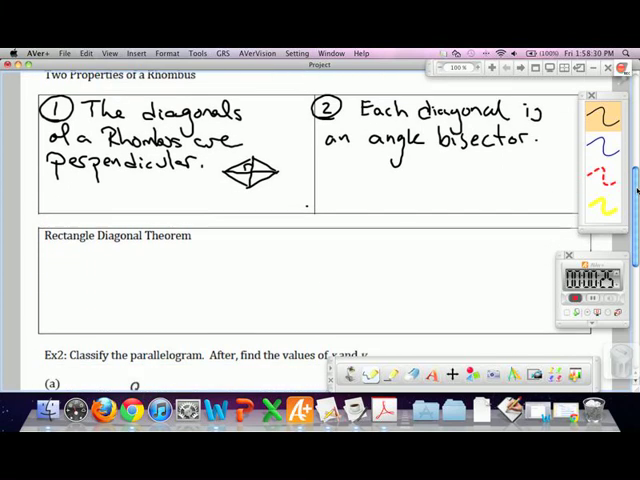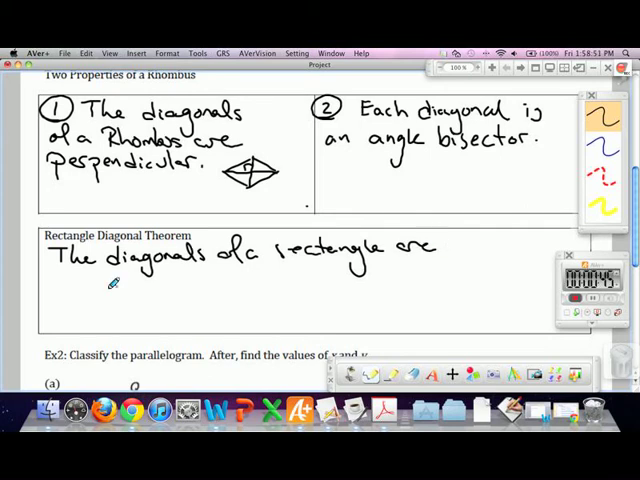One property of rectangles. A property of a rectangle is that the diagonals of a rectangle are congruent.